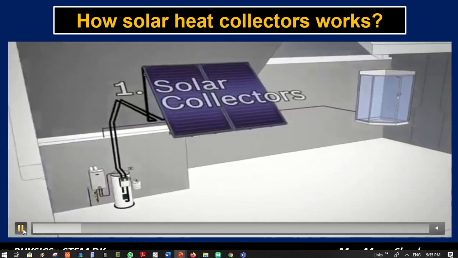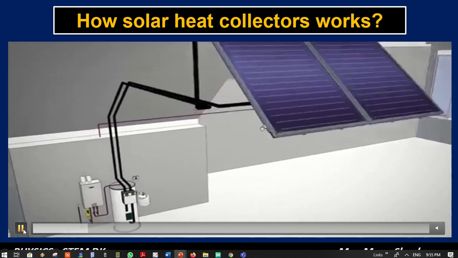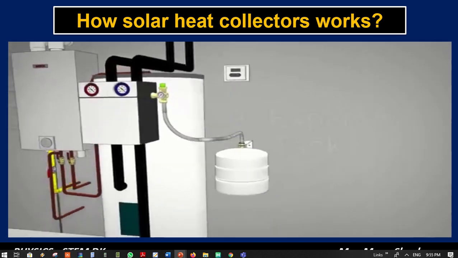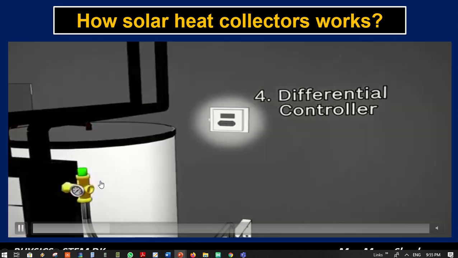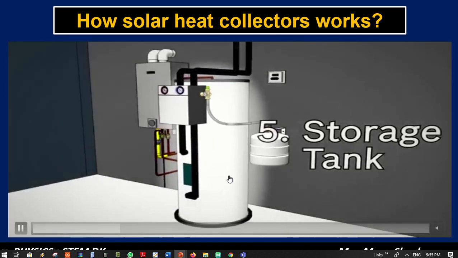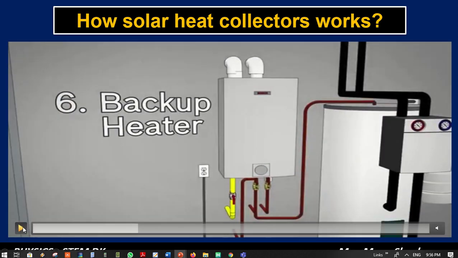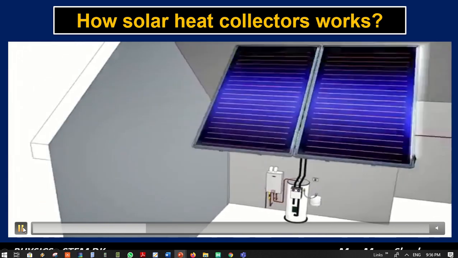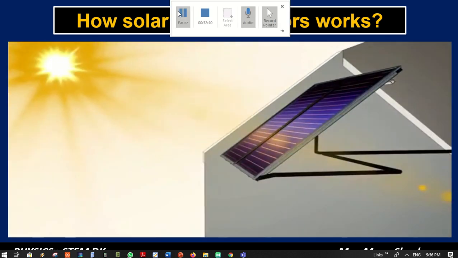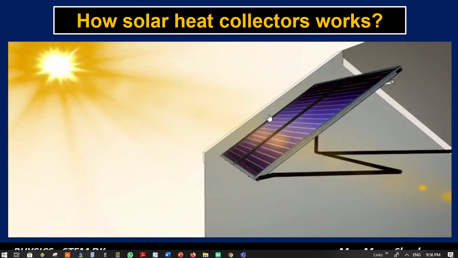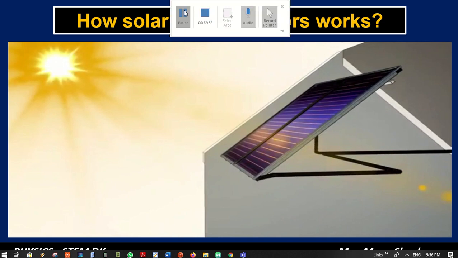A solar heat collector consists of 6 parts. The first one is called the solar collector. Here is the pump station, and then the expansion tank, differential controller, storage tank, and finally the backup heater, which is the tank. Energy from the sun is transferred to the glass of the collector and absorbed by the material. It acts to absorb all the radiation incident on it and converts it into heat.